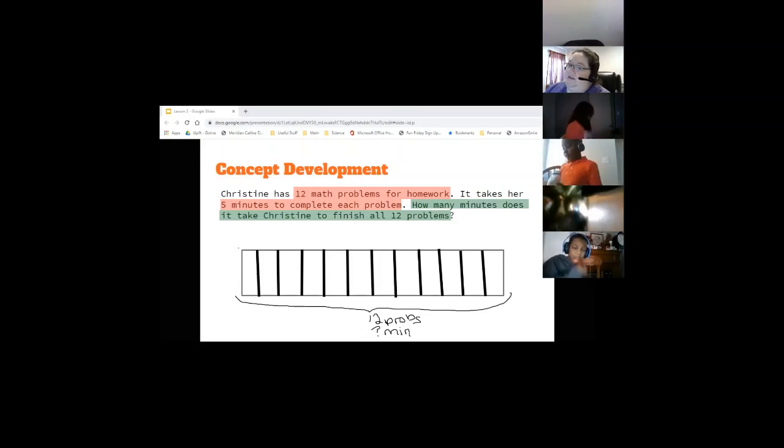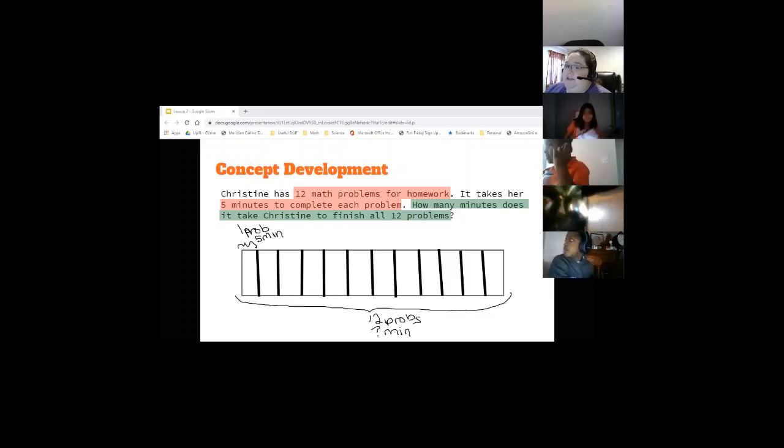I'm going to label this right here with 12 problems, all right? And question mark minutes, just like we do with the tape diagram, right? And this one right here is 1 problem. How long does it take her to complete 1 problem? 5 minutes. That's right, Kayvon. 5 minutes.